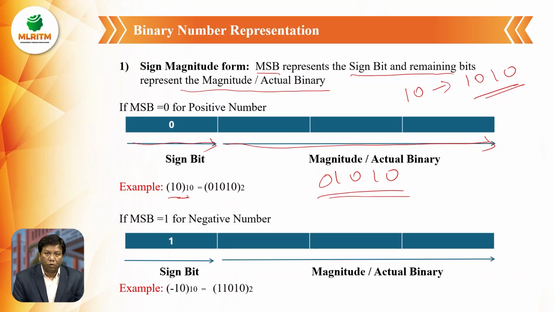If MSB equals 1 for a negative number, then the MSB is 1 and the remaining bits represent the magnitude or actual binary. Here for minus 10, we get 11010, represented with 1 as the sign bit. That is for a negative binary number.